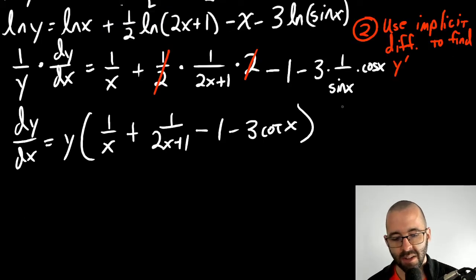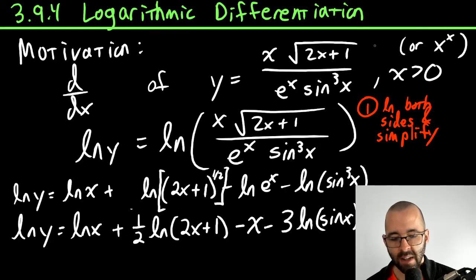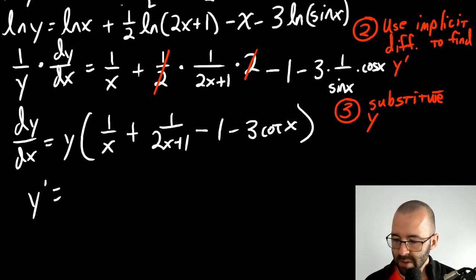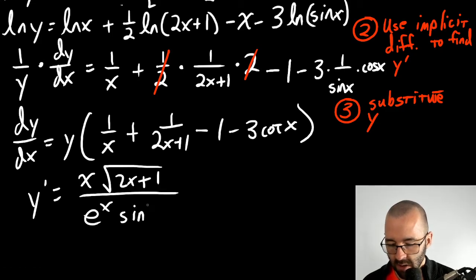The last part of logarithmic differentiation is to substitute y back out. So y was this whole messy thing, so let's replace it. y prime, the derivative of y with respect to x, is y, I'm writing down y right now, times the same insides that we had before. And again, you could leave it in this form.